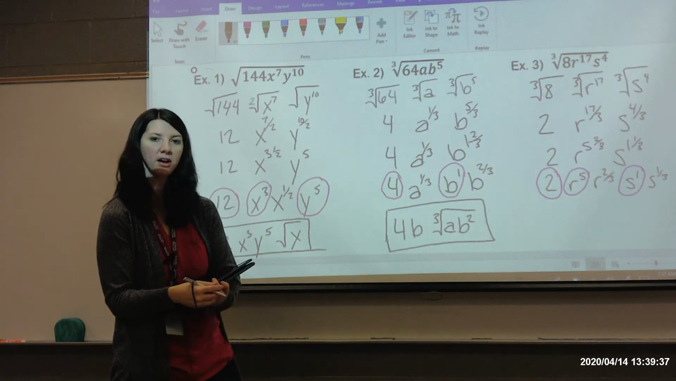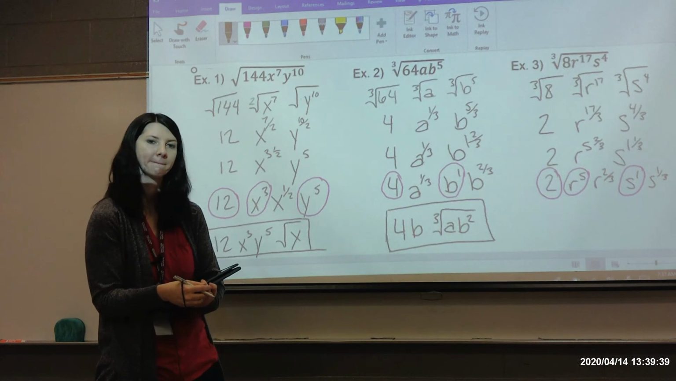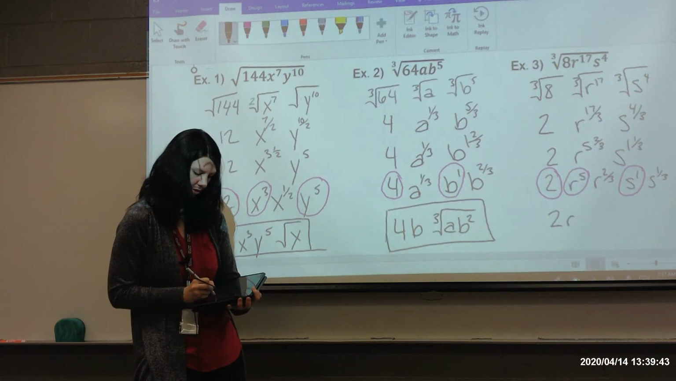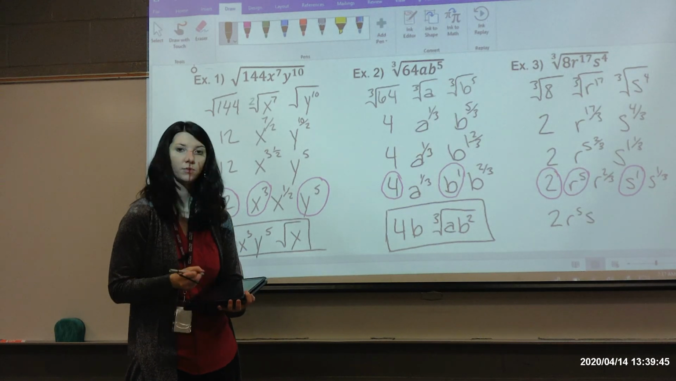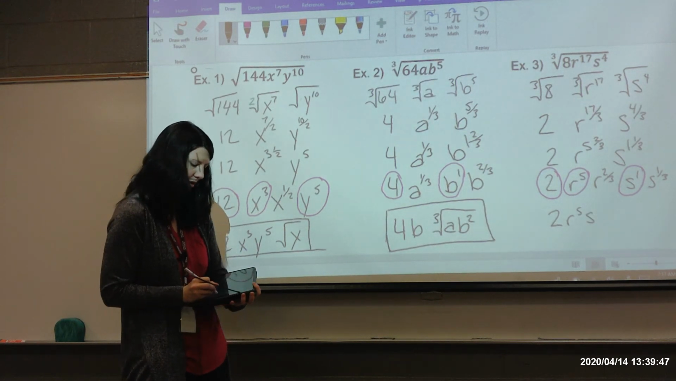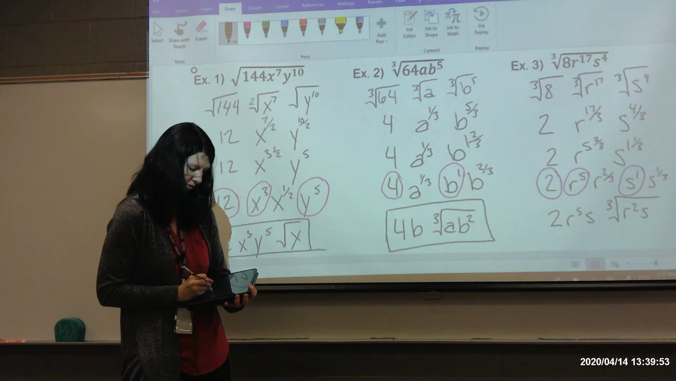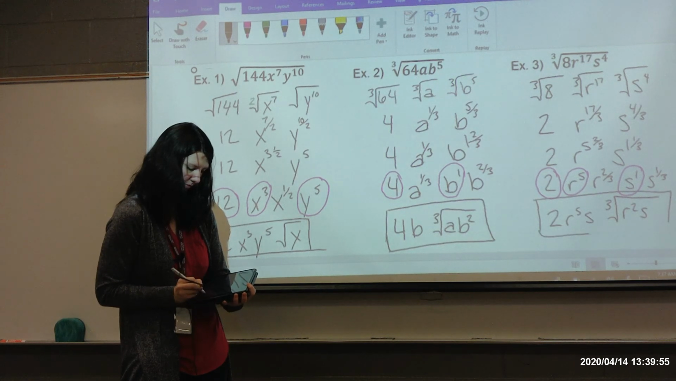So what is the final answer here? It would be 2 r to the 5th, s. You could put s to the 1. And then our index is a 3 because that's our denominator. There are 2 r's and 1 s. And there we are.